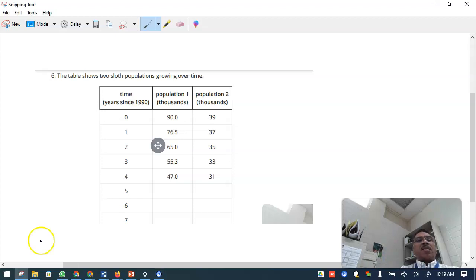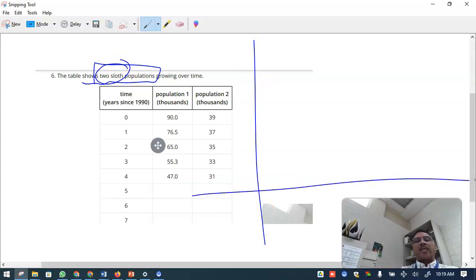Here is the table showing two different places. The sloth population is given. So I can just make an x-axis and y-axis. For population 2, you can see it goes down by 2, so minus 2, then again minus 2. So this is an arithmetic progression where it starts with 39 maybe here. And the other one is 90, so start with 90 here maybe. This is 90, just approximately, not perfect.